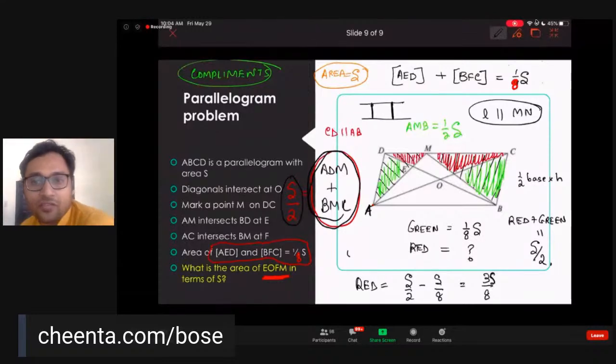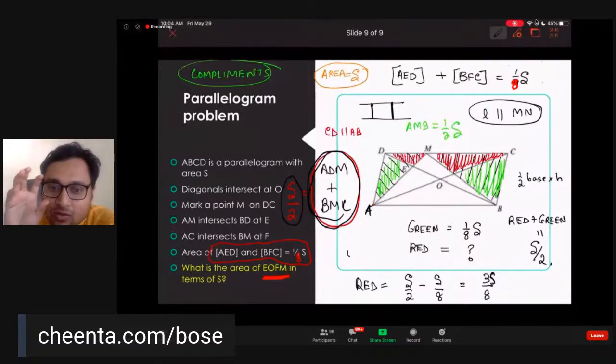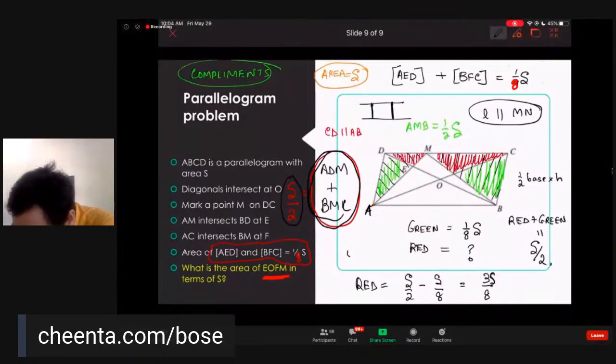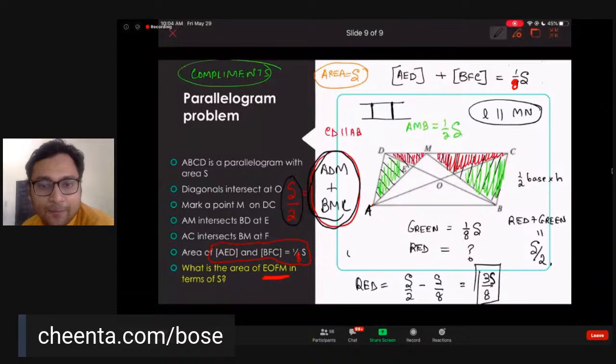Excellent. 3/8 of S. See how I have not used the area formula at all, isn't it? I'm just piecing out the picture and sort of carving different portions of it using some sort of visual logic, often known as visual logic as well. So this is 3S over 8. Okay, now we are at the very last step.